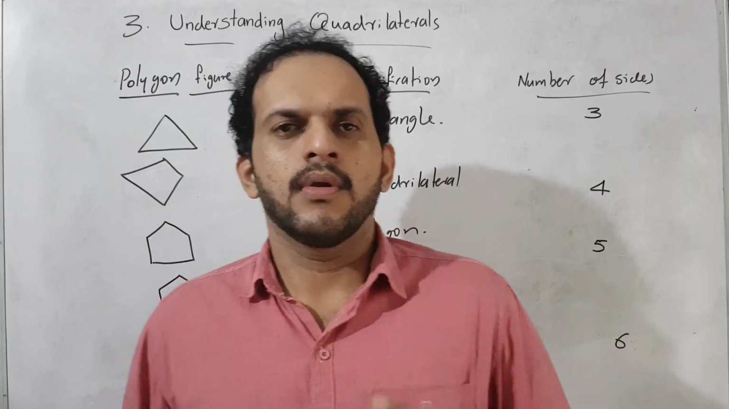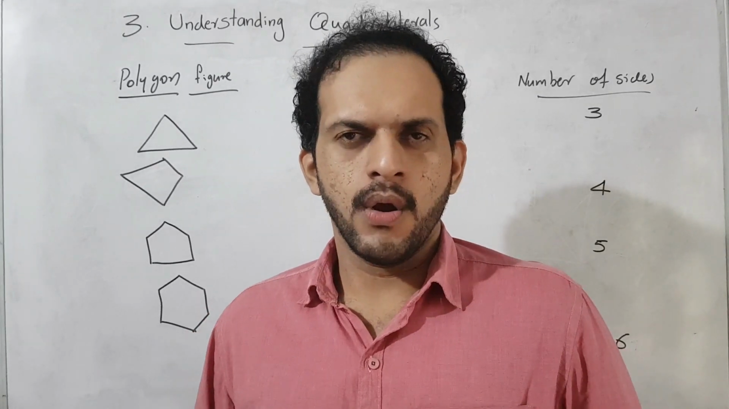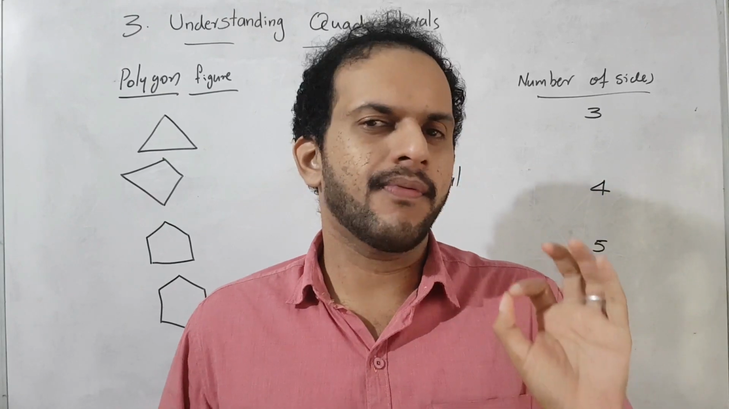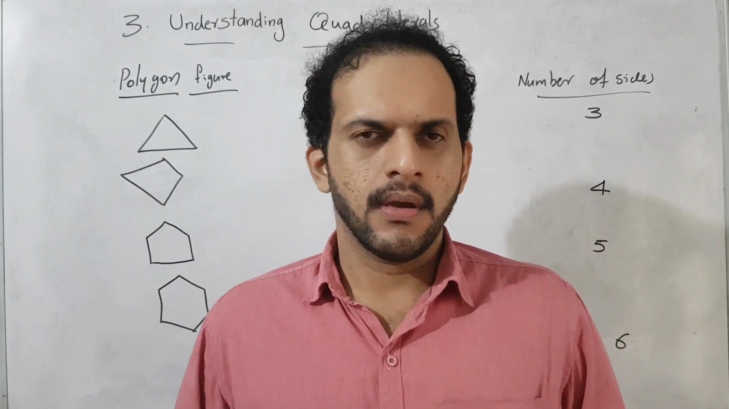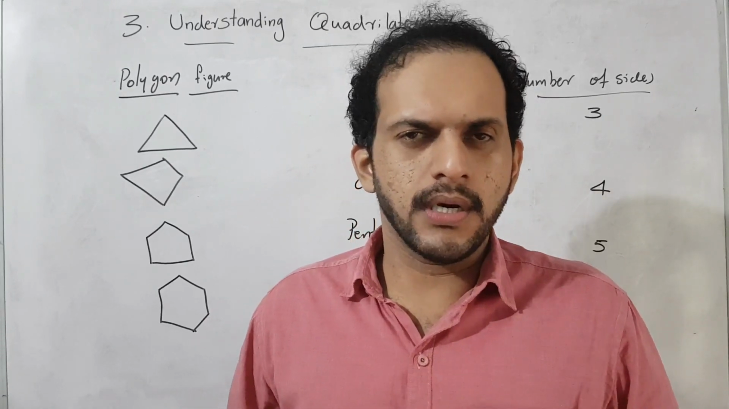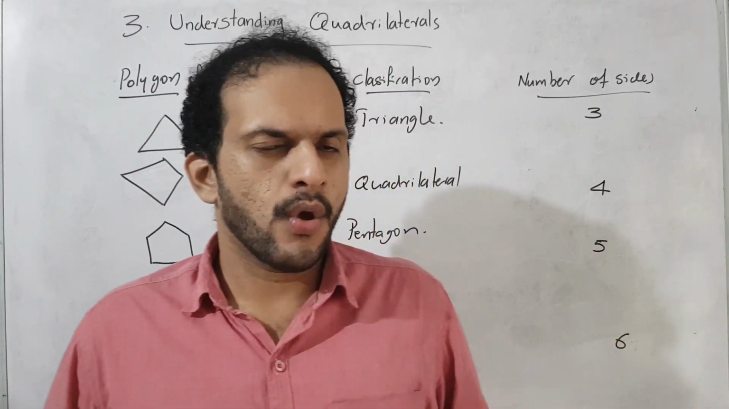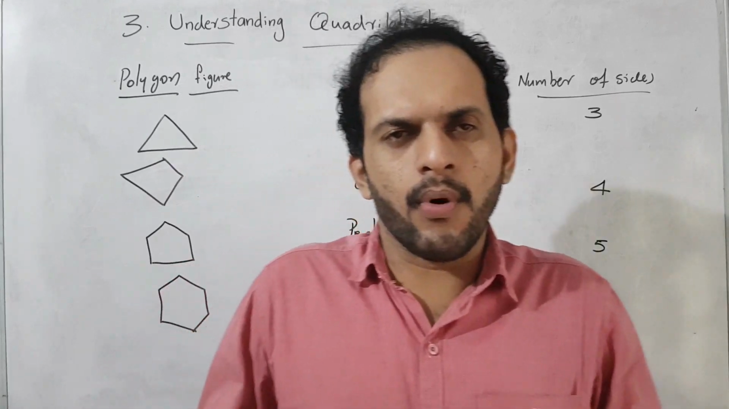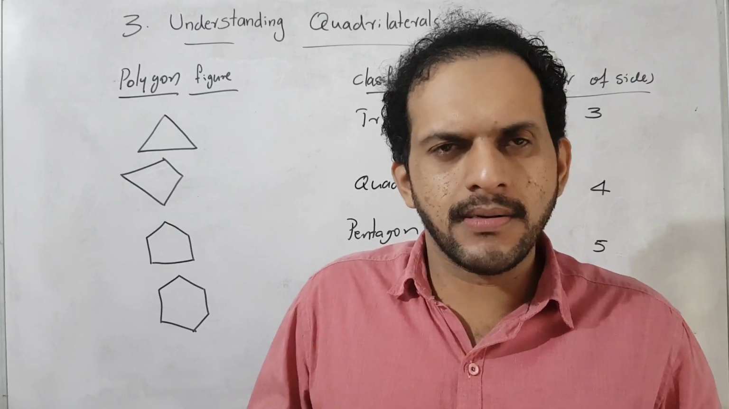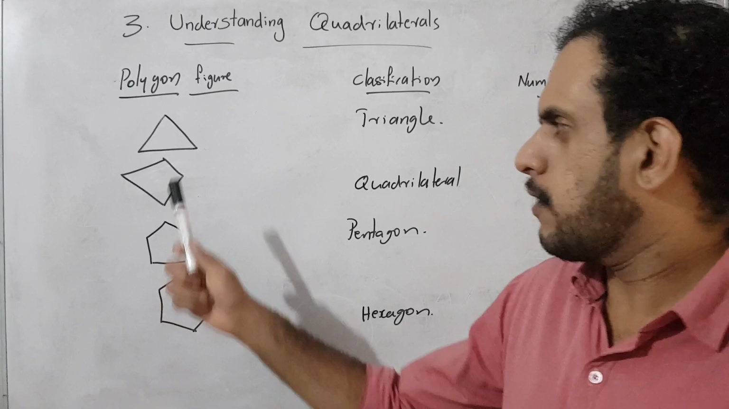ഓക്കെ, now we know what you mean by polygon, correct? What is a polygon? Polygon is a simple closed curve made up of only line segments. ലൈൻ സെഗ്മെന്റ് മാത്രം ഉപയോഗിച്ചുകൊണ്ട് നമ്മൾ ഉണ്ടാക്കുന്ന സിമ്പിൾ ക്ലോസ്ഡ് കർവിനെയാണ് നമ്മൾ എന്തെന്ന് വിളിക്കുന്നത്? പോളിഗൺ എന്ന് വിളിക്കുന്നത്, അല്ലേ? Then the next, we divide the polygons into different kinds. We name the polygons according to the number of sides.